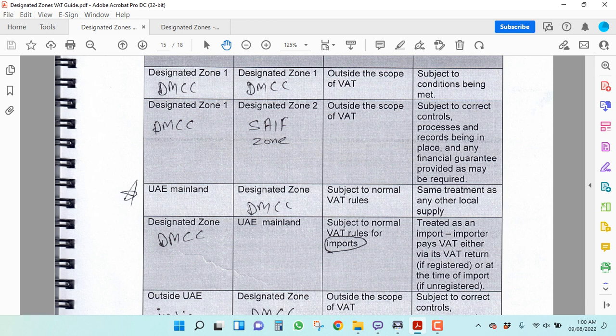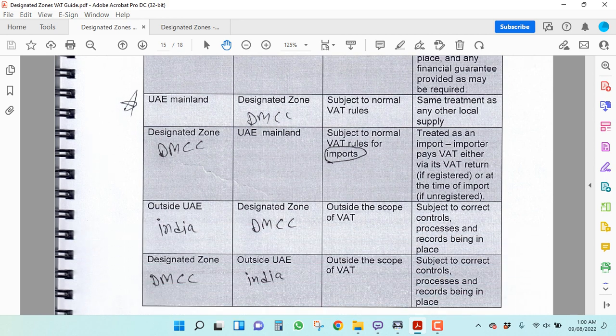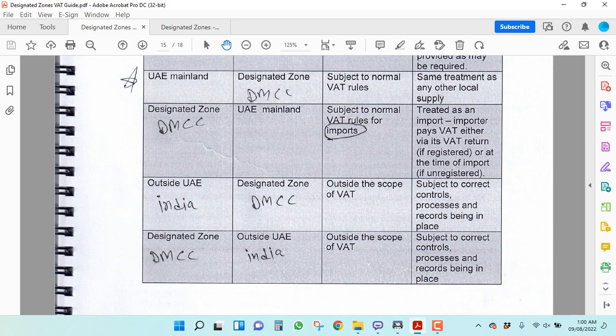If goods are going from mainland to DZ, it is not an export. Normal VAT rules will apply. Under normal rules, the place of supply is DZ. DZ is treated as outside the UAE. That's why it will be out of scope, not an export. Okay. From DZ to mainland, it is an import and import VAT will be applicable. Okay. Outside UAE, from India to DMCC, goods are coming, outside the scope. From DMCC to India, goods are going, outside the scope.